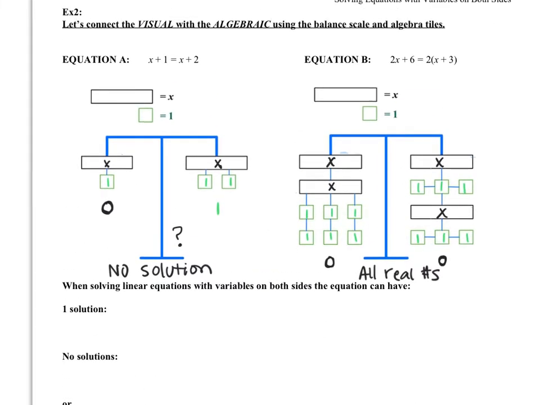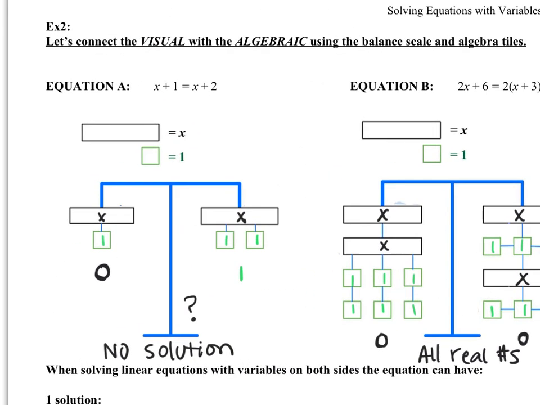Let's go back up here for a second and solve these now algebraically. So if I were going to solve this equation algebraically, I can't distribute or combine, so I would start by subtracting x because x minus x is 0, but then whatever I do to one side, I have to do to the other. So I'd subtract x from this side as well. Now if x minus x is 0 over here, then x minus x is 0 over here as well. And so I'd be left with 1 equals 2.